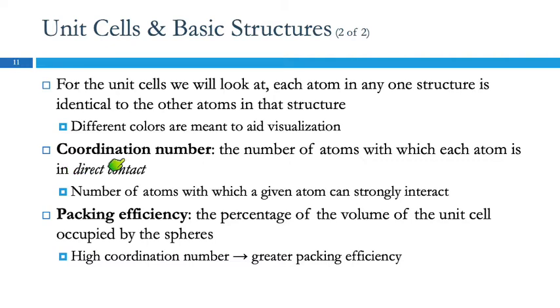A coordination number is the number of atoms with which each atom is in direct contact. So the atoms would be directly touching each other. They can strongly interact. And then packing efficiency represents the percentage of the volume of that cell that's actually occupied by the atoms, by the spheres. High packing efficiency means there's little empty space. So if you have a high coordination number, you'll typically have a greater packing efficiency.